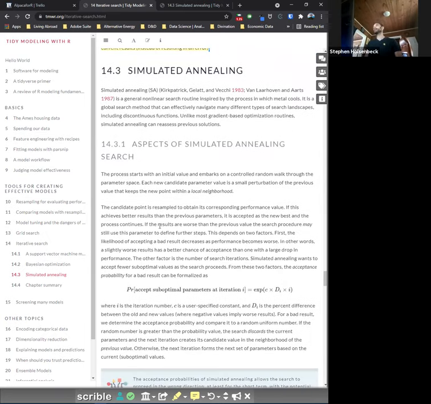So simulated annealing is pretty interesting. It's a general nonlinear search routine inspired by the process in which metal cools. I don't understand why. I tried to figure that out, but I guess when metal cools, it kind of looks like hot spots and cold spots.